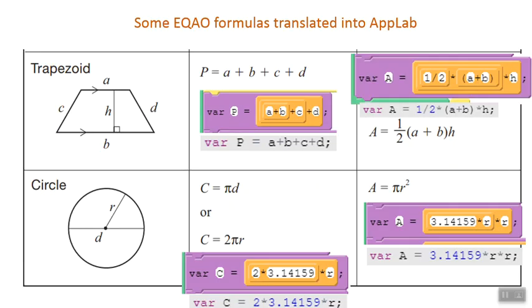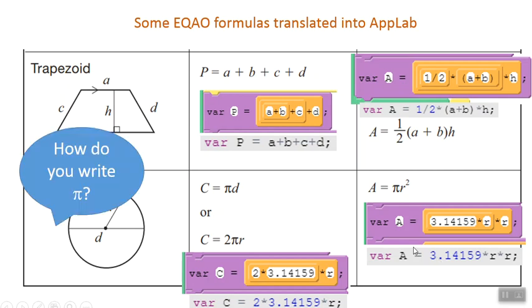When you're moving on to the back, there are some examples of your EQAO formulas from last year translated into AppLab. I've got the blocks shown for you here. For example, here's the perimeter of a trapezoid printed out in blocks. But when you're writing it down, I'd recommend you just write it like the second line, as it would appear in text mode. And I'd recommend that you do that with the area as well. It's a little less confusing with all these extra brackets and extra layers.